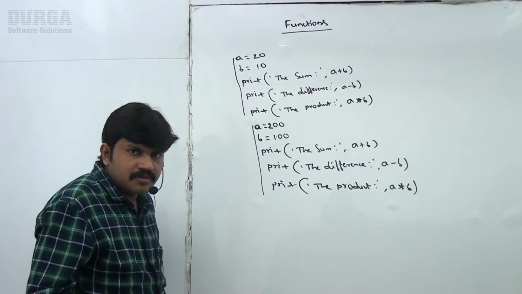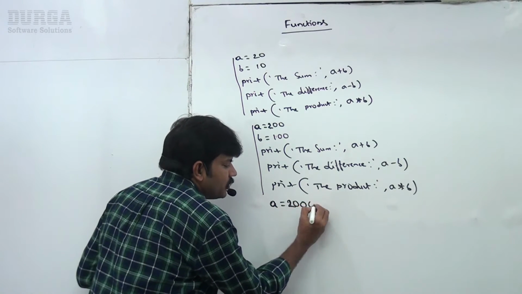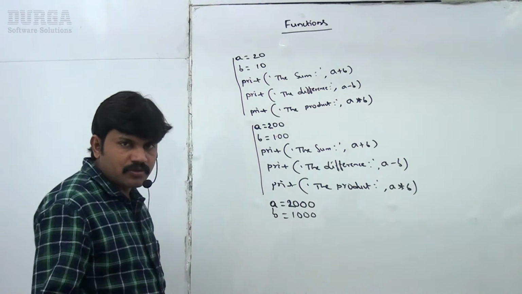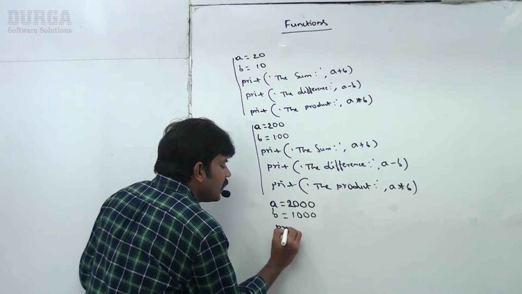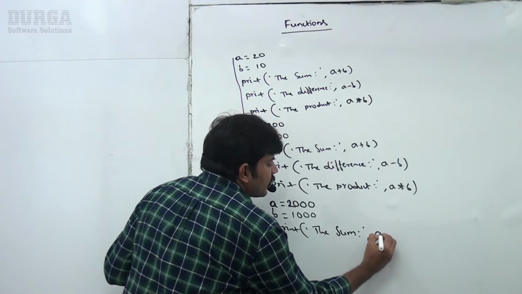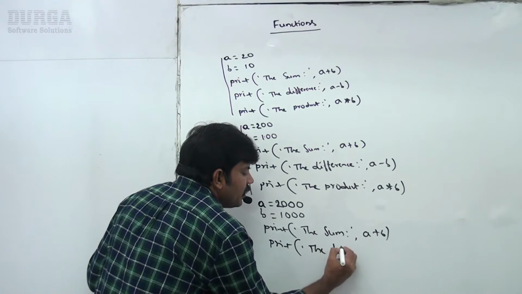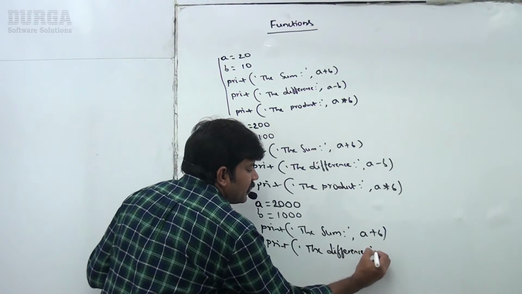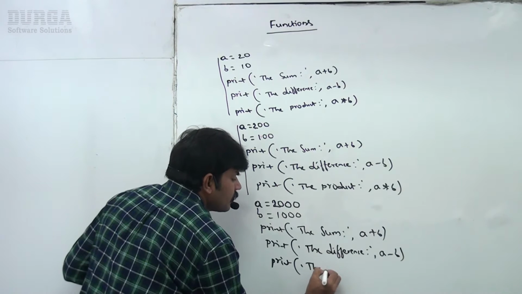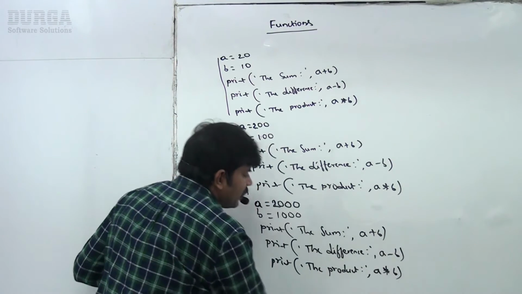After this, my next requirement is a is equal to 2000, b is equal to 1000. Again I require to print the sum, which is a plus b. Next, print the difference, a minus b. Next, print the product, a into b, like this I'm taking.